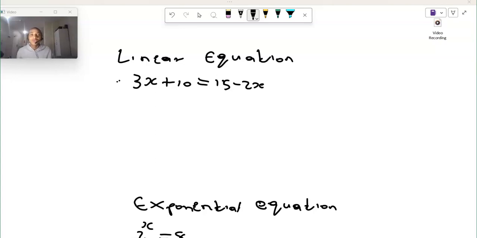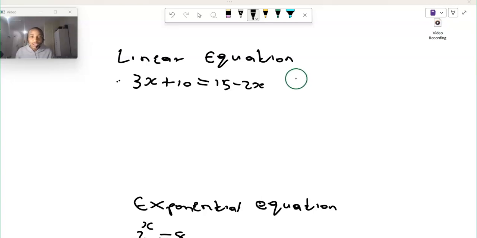Hello everyone, in this video we'll be solving for x based on the linear equation, the exponential equation, and the equation with rational exponents and sets, right? So we're first going to look at the linear equation. On the linear equation, what you need to consider is that you need to make x the subject of the formula so that you can solve for x, right?